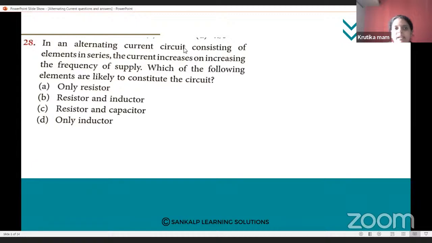The next question: in an alternating current circuit consisting of elements in series, the current increases on increasing the frequency of supply. Which of the following elements are likely to constitute the circuit? So the current is increasing as the frequency increases. Which of these is true?